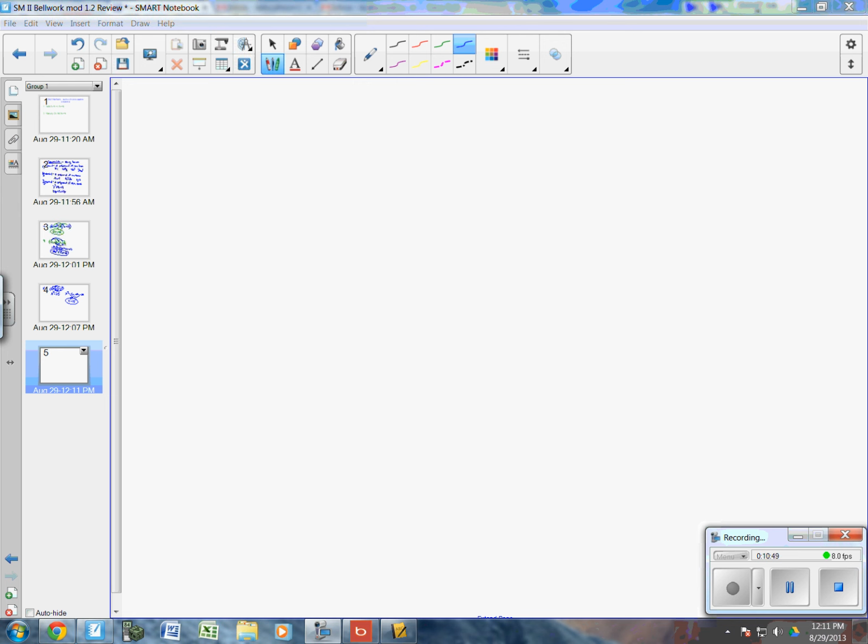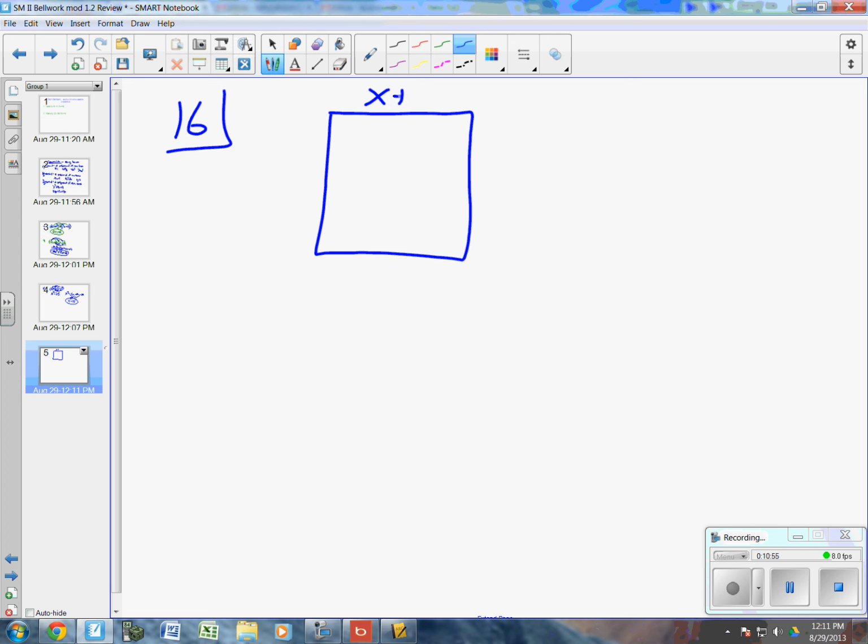Okay, everybody go to problem number 16. I want to make sure you guys understand this. I didn't go over this as well as I should have, and so I want to make sure we understand, okay? Problems 15 through 20 ask you to find the perimeter and the area of these rectangles.